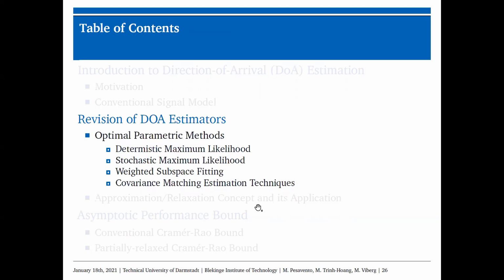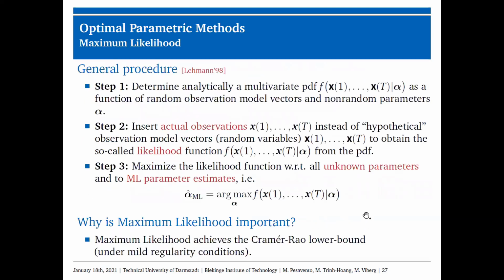So given the data model, it is now time to give a review of existing DOA estimators. I will start with optimal maximum likelihood methods and then some of their approximations. So we are given a random stationary process X, and it is observed at t time instances. And we have this multivariate PDF f, which is parameterized by some parameter vector alpha.